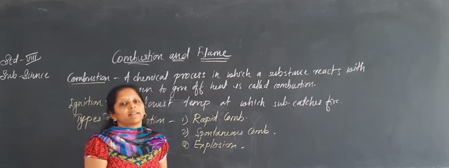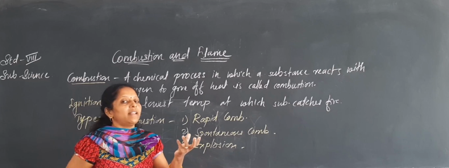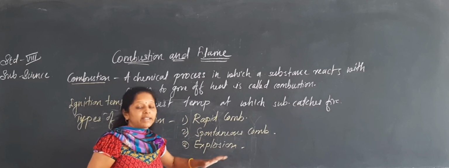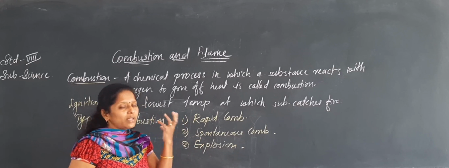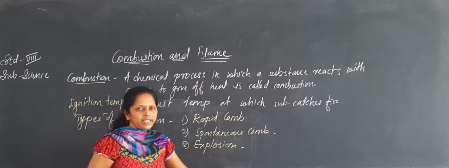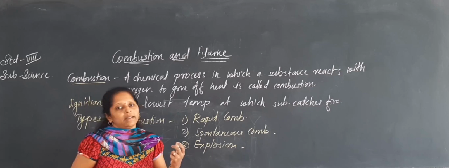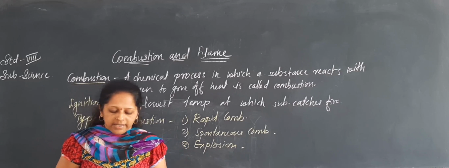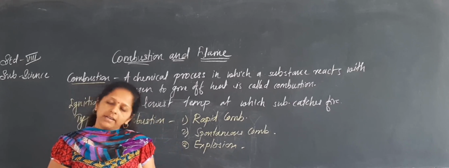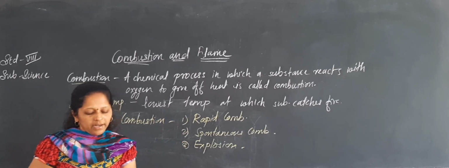Explosion is like crackers. When we burn them, a reaction takes place that produces heat, light and sound, and a large amount of gas is produced. This type of reaction is called an explosion. When more pressure is applied to crackers, they also burn and an explosion takes place. So this is about the types of combustion.